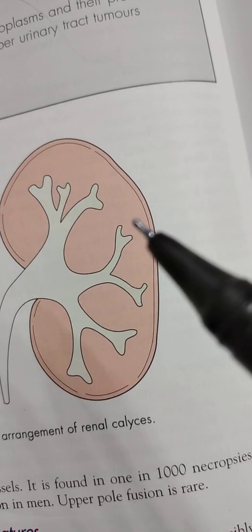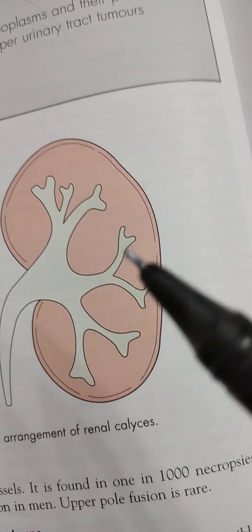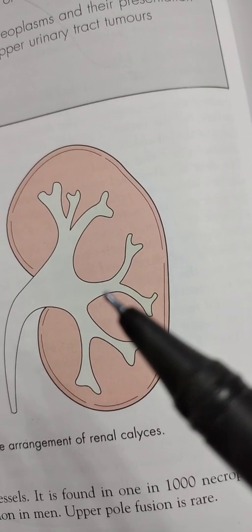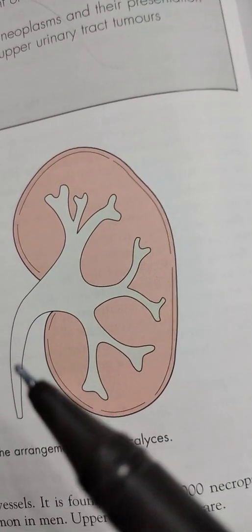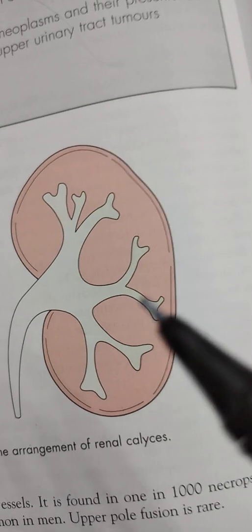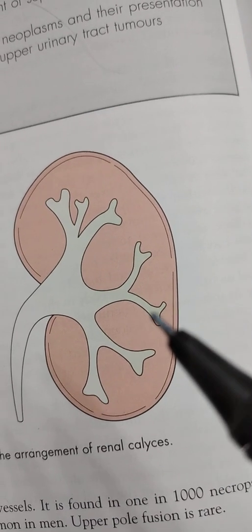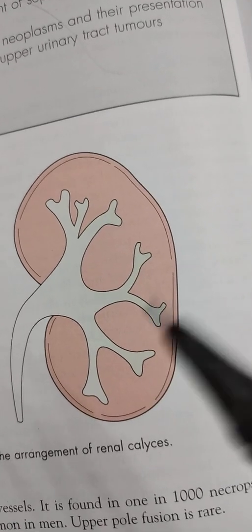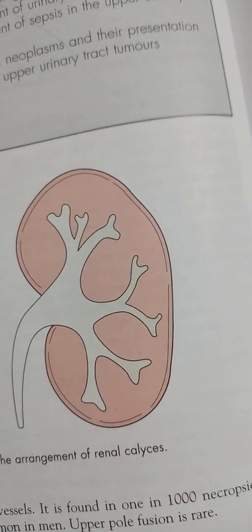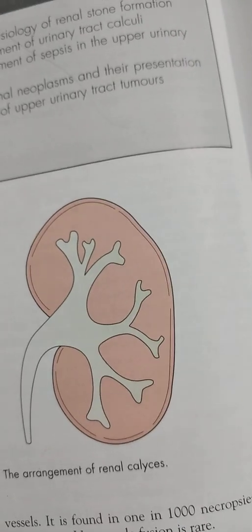So therefore, urine is secreted into these calyces, and from here it comes into the pelvis, and down the ureter goes into the bladder. So therefore, you can ascertain by certain investigations whenever something goes wrong with the kidney, or there's some disease which is affecting it.